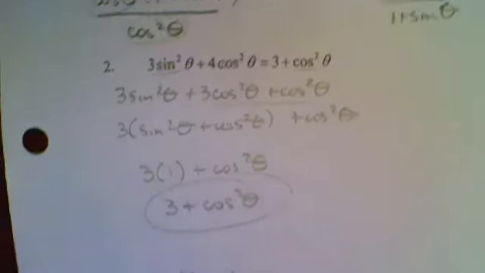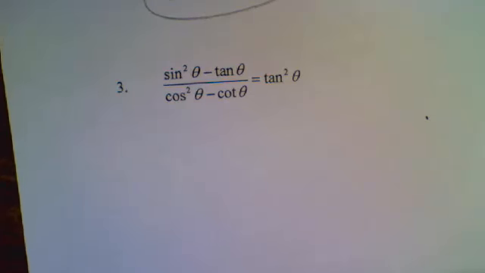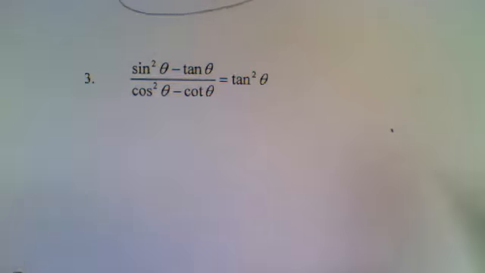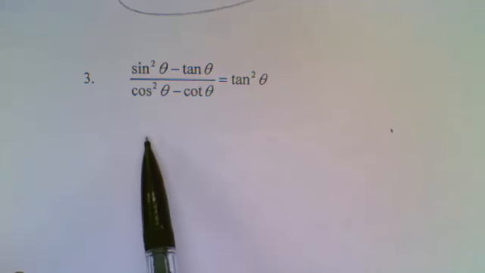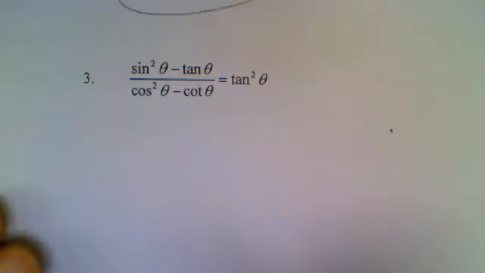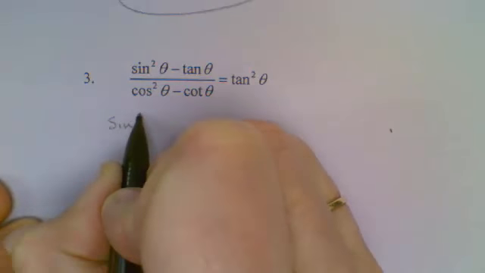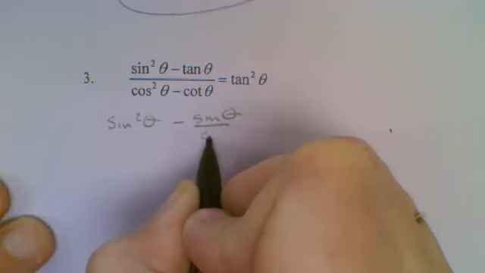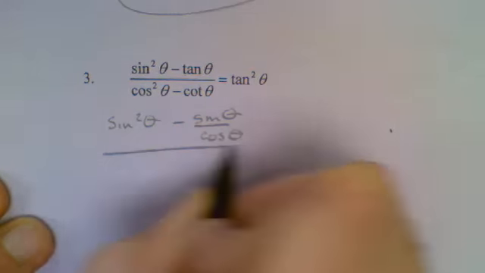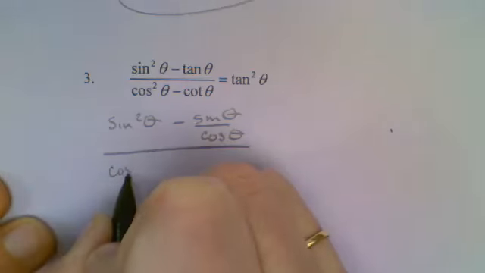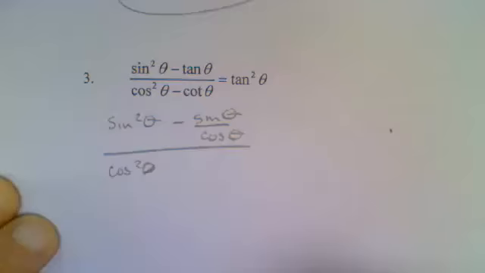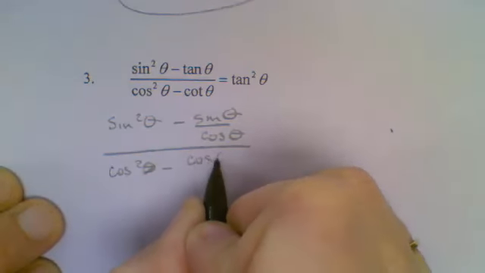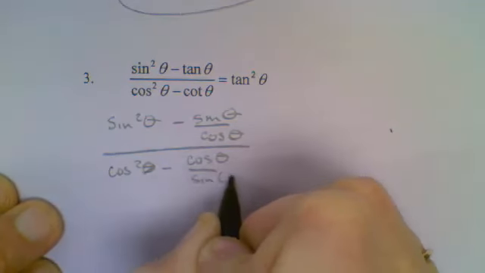All right, let's see if we can do number 3. Again, I'm pretty sure everybody would think that you want to start with the left side. So again, we probably want to put it in terms of sine and cosine. So sine squared minus sine over cosine over cosine squared, minus cosine over sine. All right, so that would be the first step.